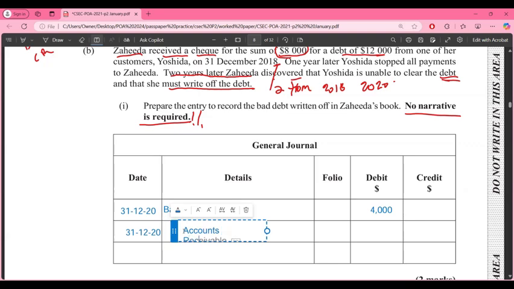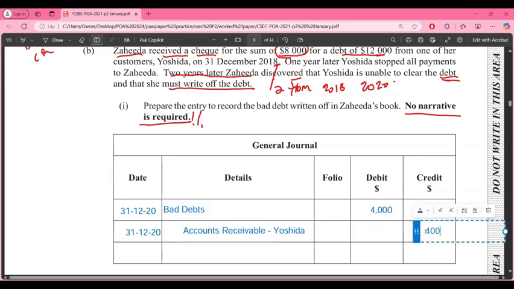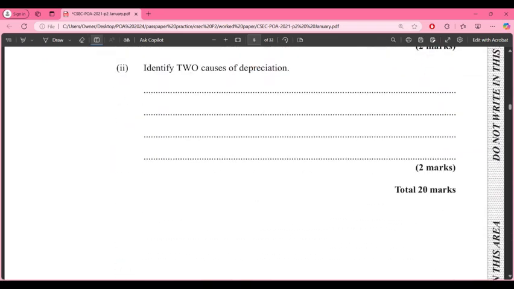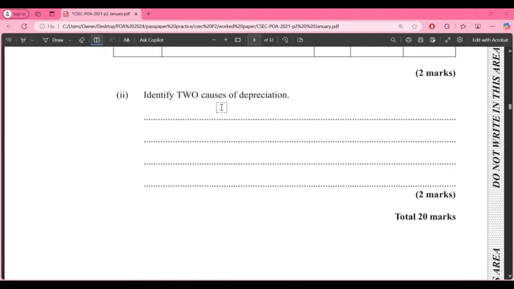So what we'll have is accounts receivables and the name of the customer. In this case it would be Yoshida. So you just write accounts receivables to state the account that you're making the journal entries to, and the name of the customer, which is Yoshida. And remember, we do a little indent when you're making the credit entries. So the amount would be $4,000. It did say no narration. So this is where it ends for 2 marks.